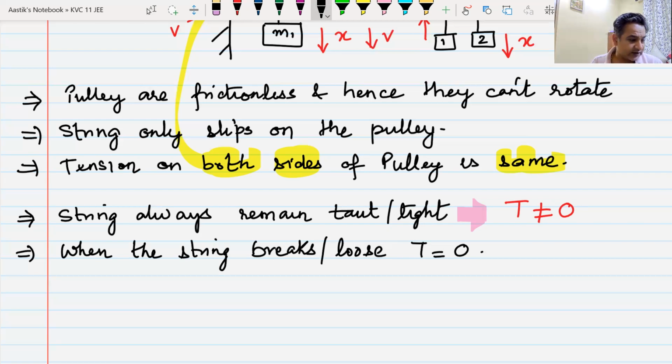So, in whatever questions we are going to do, the string will remain taut or tight. No one is going to tell us this. The string will always remain tight. We have to assume that that is the case.